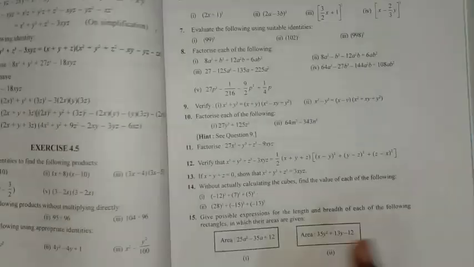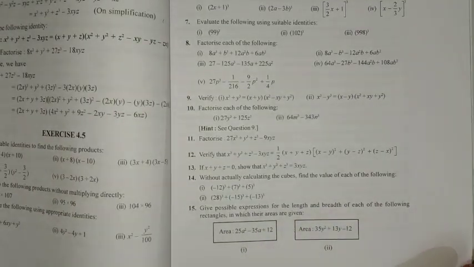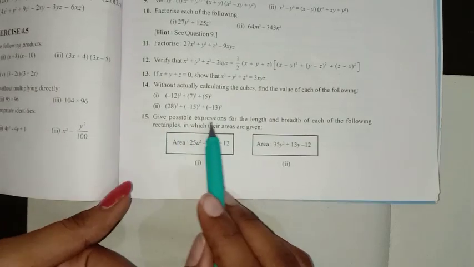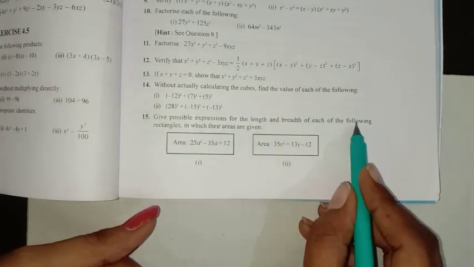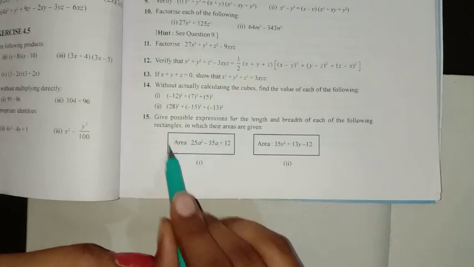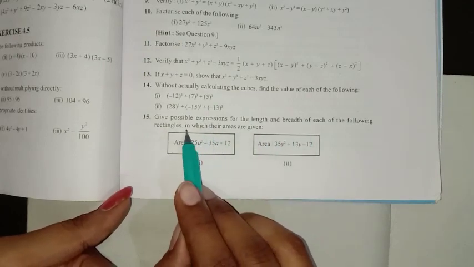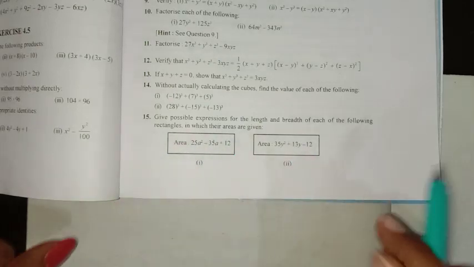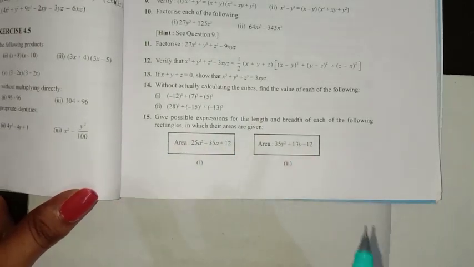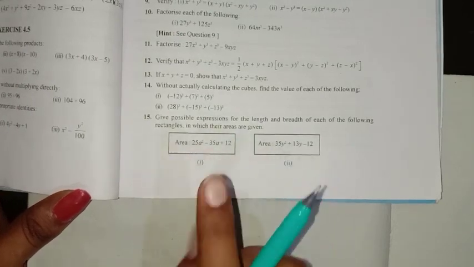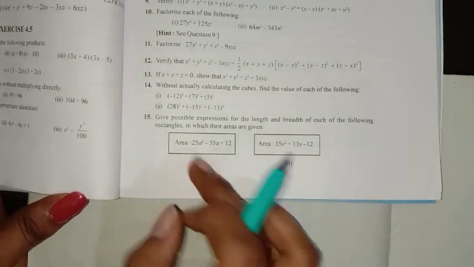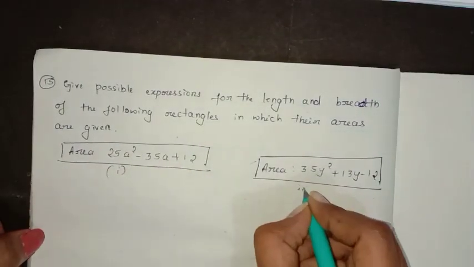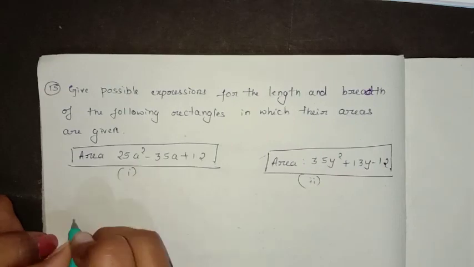Now I will move towards the last problem of this unit, that is the 15th one. In the last question, they have asked to give the possible expression for the length and breadth of each of the following rectangles. These are the two rectangles whose areas are given. We know the formula for the area of a rectangle is length times breadth. First they have given the area, so we will consider this one as the first one and this as the second. Draw it properly. I have not drawn it properly here.